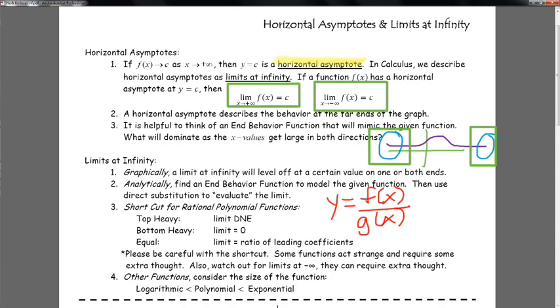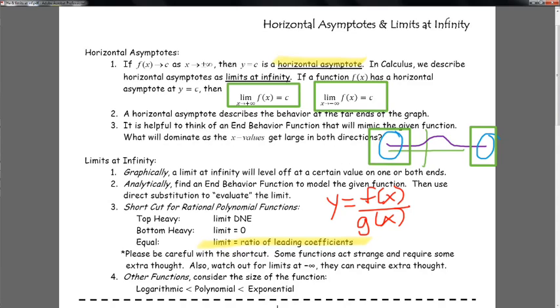If it's top heavy, the growth rate on top is so large that the limit's not going to exist. It's just shooting off to positive infinity or negative infinity. If it is bottom heavy, then my growth rate is really large on the bottom, so my limit is going to 0. My top is so much smaller and my bottom so large that my fraction is approaching 0. If my polynomials have the same degree, my growth rates are the same, and so we just look at the leading coefficients, which create a ratio or a fraction.